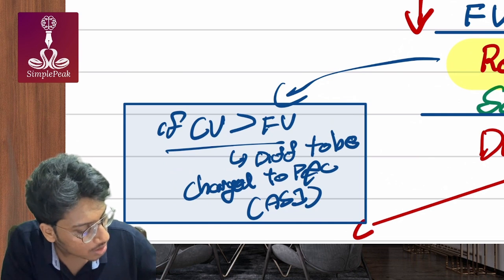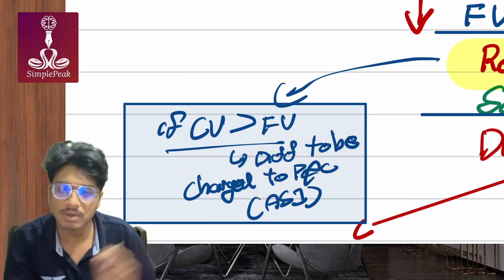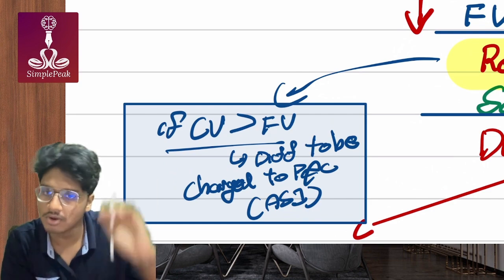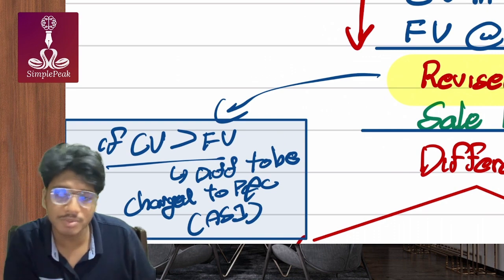So, the difference needs to be charged to the profit and loss account. That is what we've been told about. Okay, AS 1, you are learning that, so I'm not going much into depth. That needs to be charged immediately to the profit and loss account.